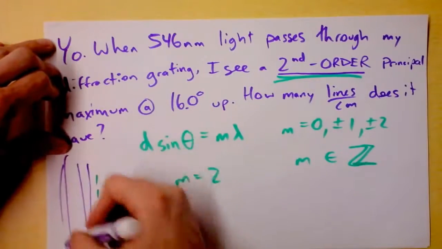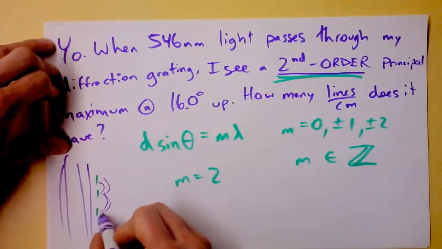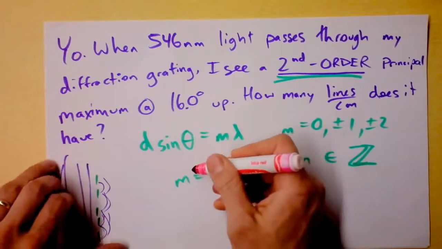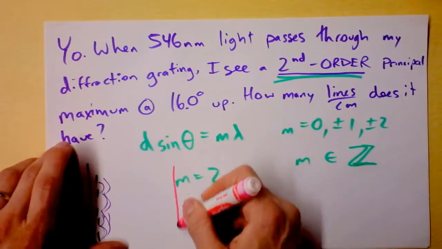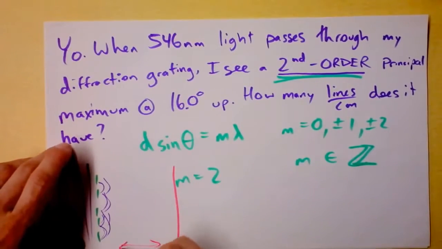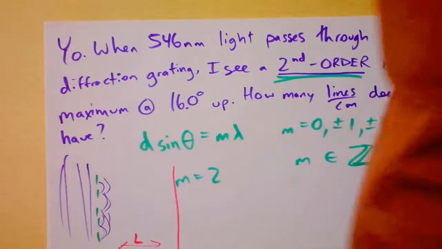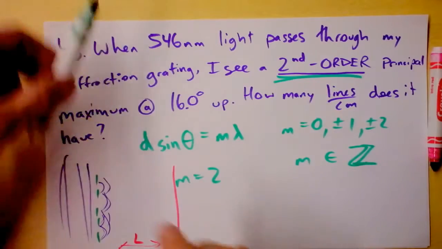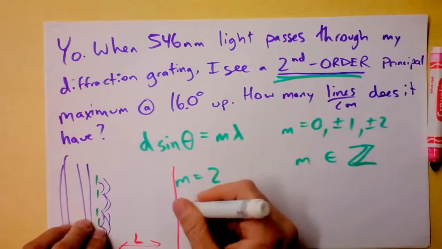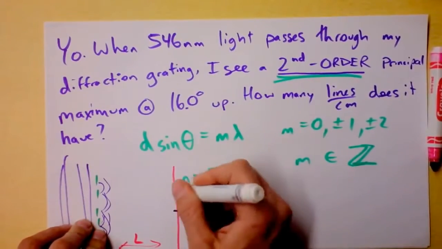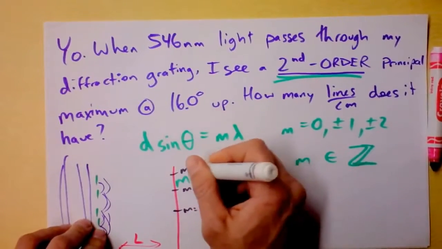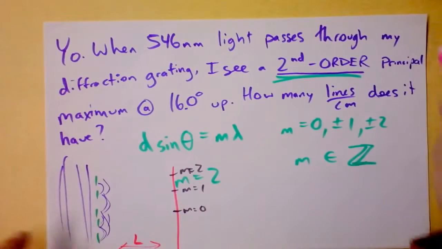Light's coming in like that, and we've got waves that are all going to interfere with each other in a really complicated way. And we've got a screen over here that's red, and this has to be a long way away. And we've got an angle, and they're saying that this angle is 16 degrees. So I'm going to tick out some of these. This is m equals 0, this is m equals 1, this is m equals 2, and m equals 2 is where we're talking about it.